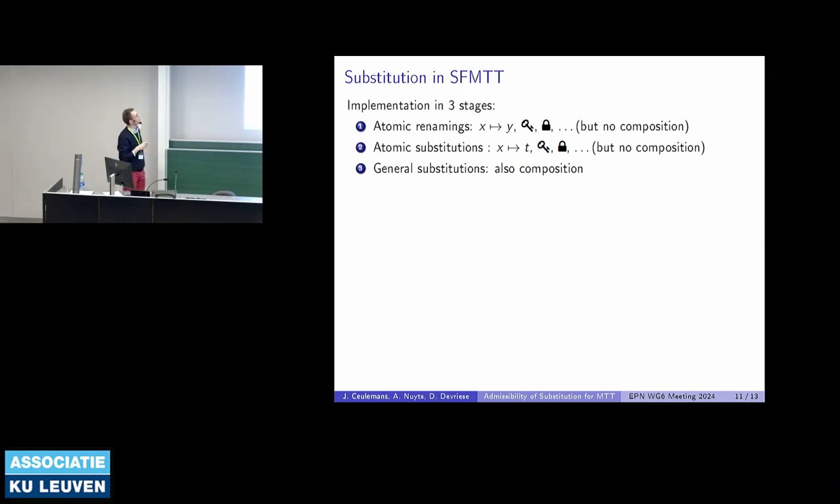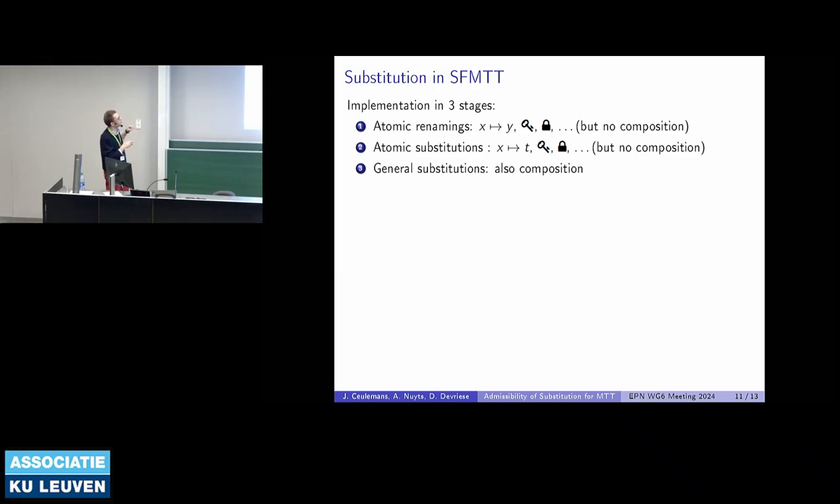First, we say what happens when we apply an atomic renaming. So in atomic renaming, we already include locks, keys, and then we can, of course, rename a variable with another variable. And then in the second stage, we say what happens when we apply an atomic substitution. It's basically the same, but we can substitute a variable with a term and not only a variable. And crucially, there is no composition. So these atomic substitutions, they're not closed under composition. And then as a final step, we say what happens with general substitutions, which are closed under composition.